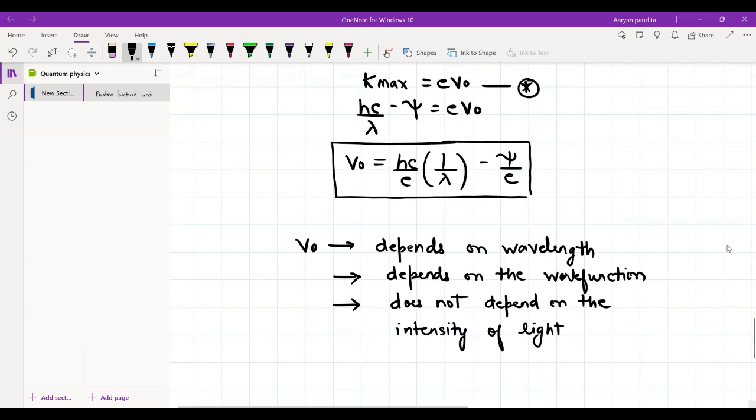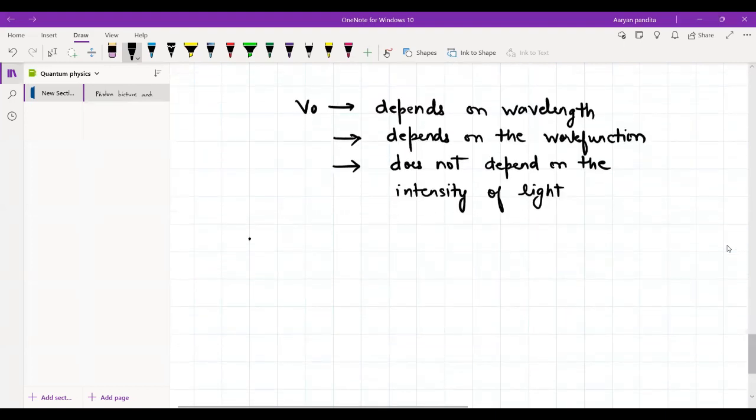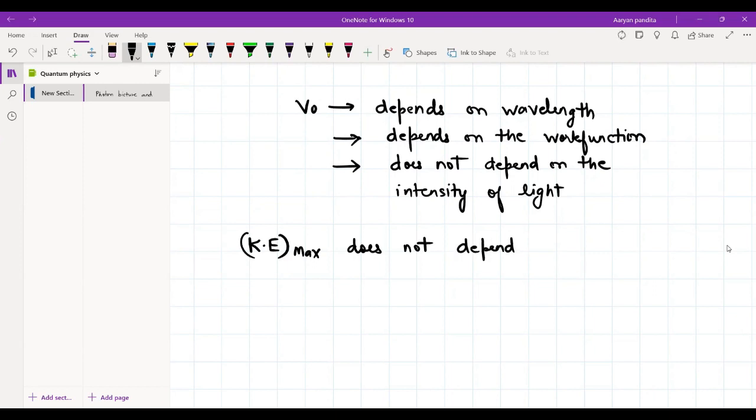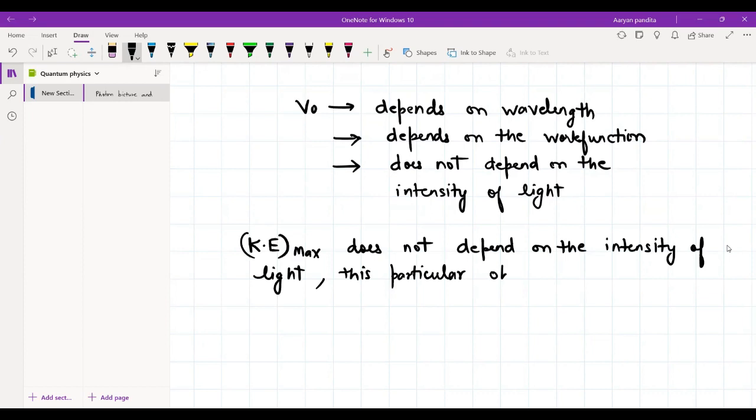Kinetic energy maximum does not depend on the intensity of light. This particular observation cannot be explained using classical physics or using wave theory.